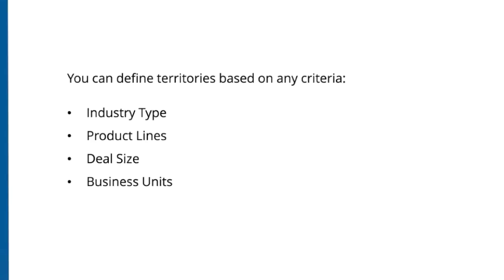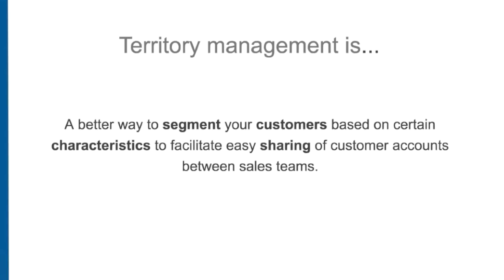Then you can also define territories based on product, divisions, or business units. For instance, if your company has three business units, telecom, retail, and IT, since each of these business units cater to a separate segment of customers, you can define each business unit as a territory in Zoho CRM. So you can define territories based on any of these criteria as long as it is simple and easy to maintain.